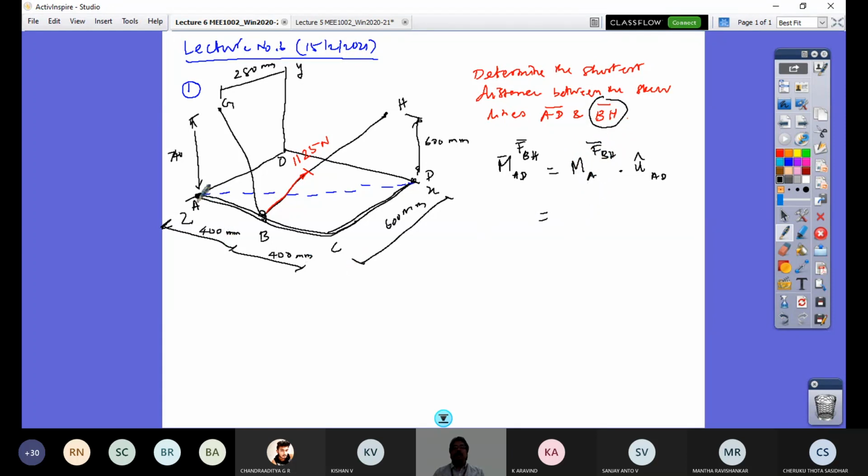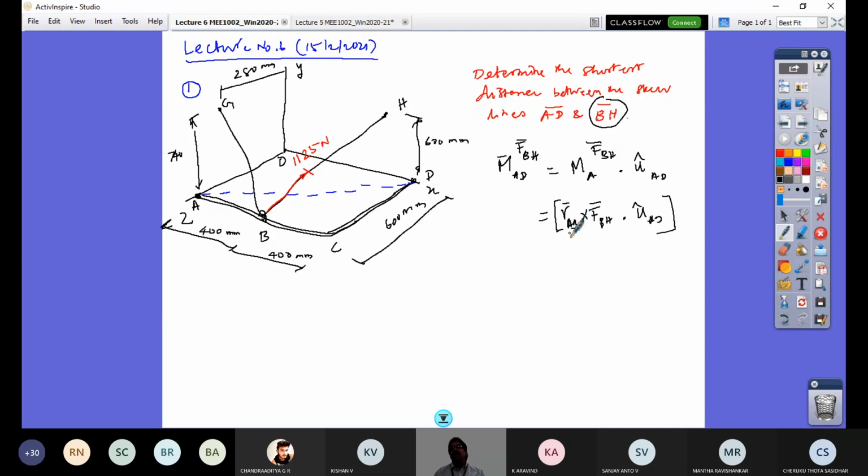MA, moment of force about point A, will be about this, so this is my moment center. My moment arm, or there are two: one is RAB, another one is RDB. I can also have this because A and D are points on the line. So I'm going to use this position vector RAB cross FBH. So this moment would be RAB cross FBH dot UAD. So see, now it's a nice scalar box product.